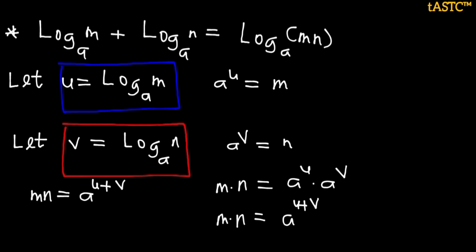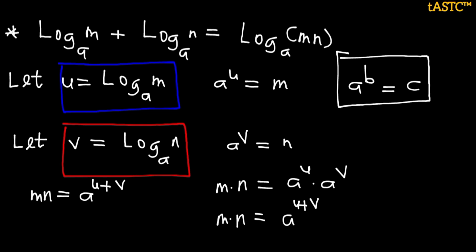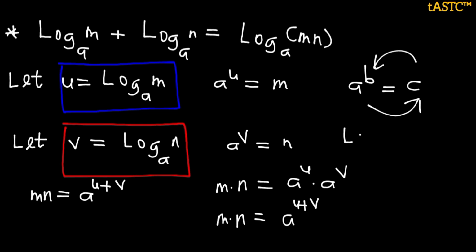Now I think I need to re-emphasize how to change logarithms into indicial equations and also indicial equations to logarithmic equations. So let us say we have a to the power of b and this is equal to c. This is an indicial equation. It is an exponential equation. Now if I want to change this into a logarithmic form, I need to take the base of the left hand side, and that will be raised to the power of c, and the answer is going to be equal to this. So I'm going to have log to the base a of c equal to b. That is how to change it.